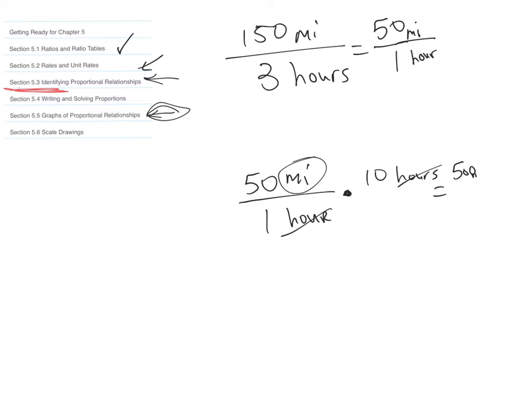All right. Anyway, I'm getting a little too into that. So unit rates, check. Identifying proportional relationships, check. That was just cross multiply and see if they equal.